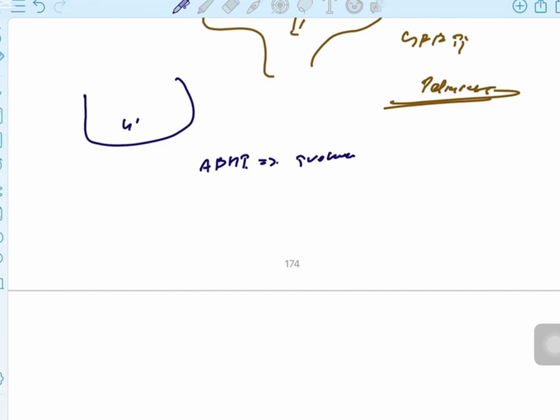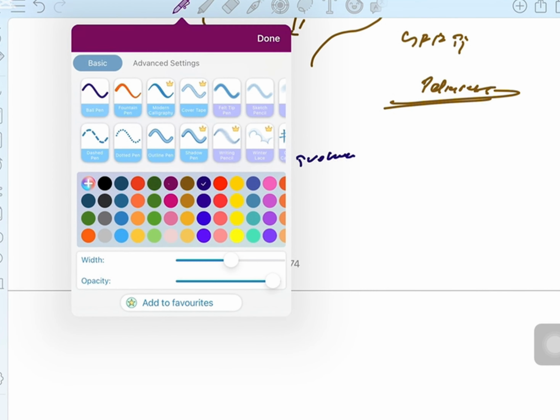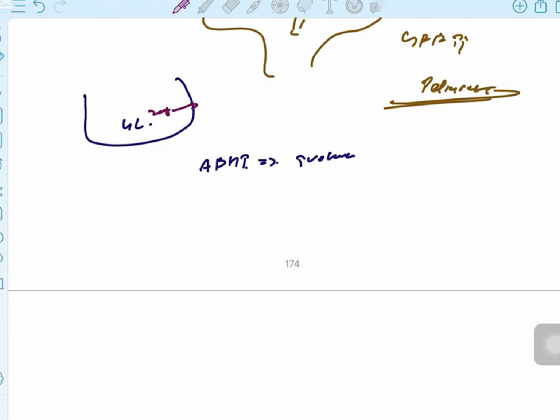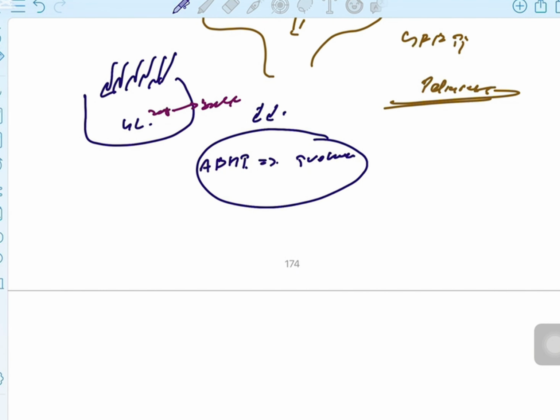In this solution, 4 liters is the fluid and 20 grams is the salt. Now take an example that someone is putting just fluid, water, into this solution. When the water is put into this solution, what will happen to the salt? The salt concentration will decrease. The same is happening in the case of SIADH, number 1.